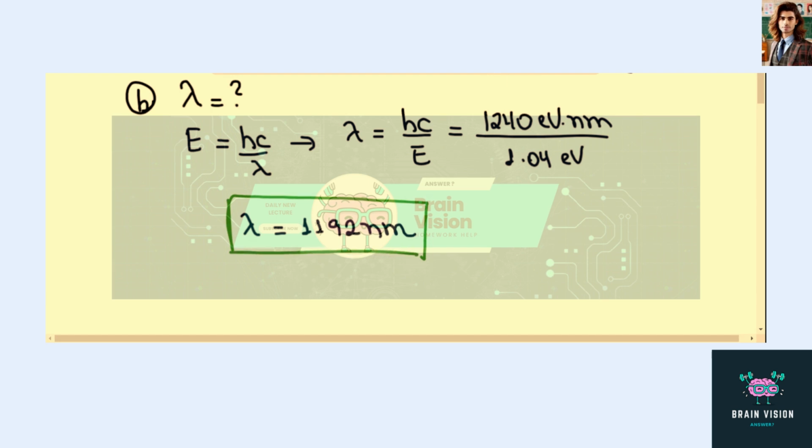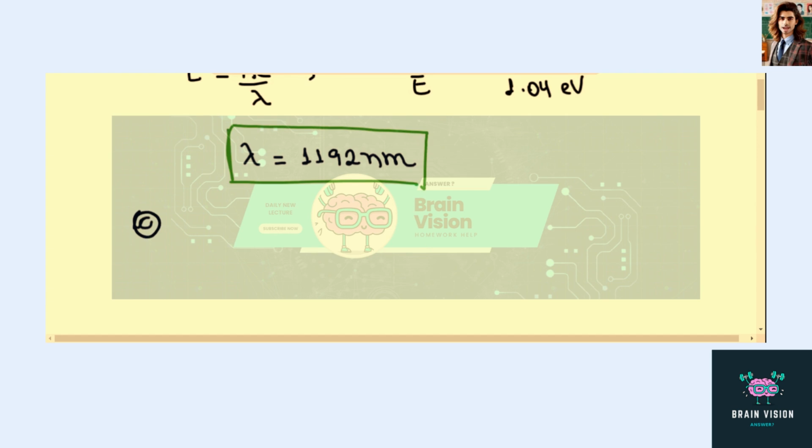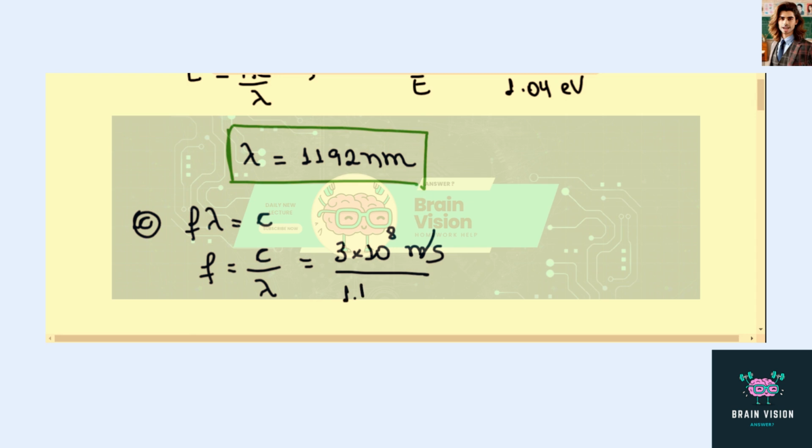Then in question C, we have to find what is the frequency of this photon. Remember that the frequency times the wavelength is equal to the speed of light. So the frequency is the speed of light divided by the wavelength. The speed of light is 3 times 10 to the 8 meters per second, and the wavelength is 1.192 times 10 to the minus 6 meters. So the frequency is 2.52 times 10 to the 14th hertz.